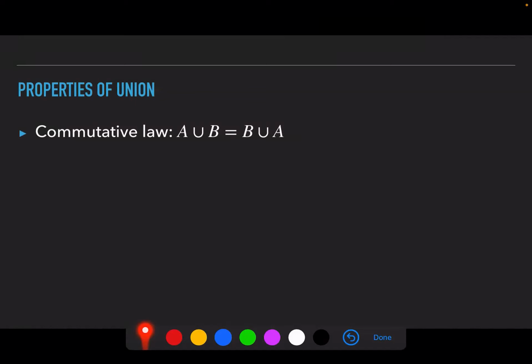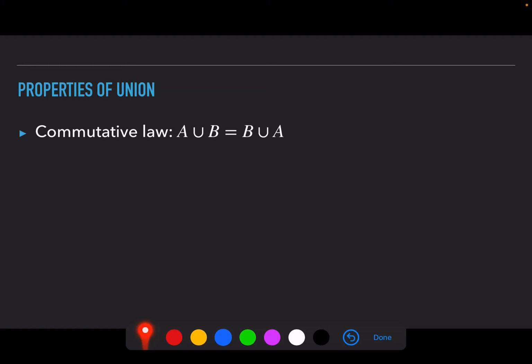I mean, if you first do A union B or B union A, you should get the same set. So that means the order is not really important. You can place them either way, just like 2 plus 3 will be equal to 3 plus 2. Yes, 2 plus 3 is equal to 3 plus 2. But not all operations are commutative.